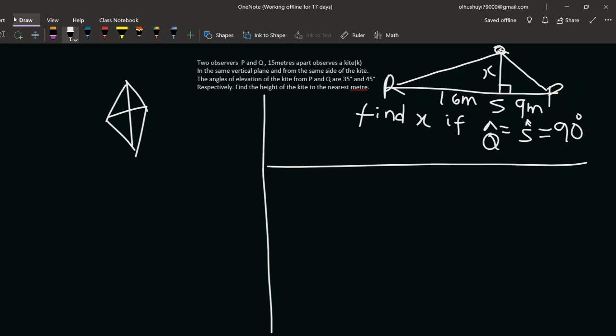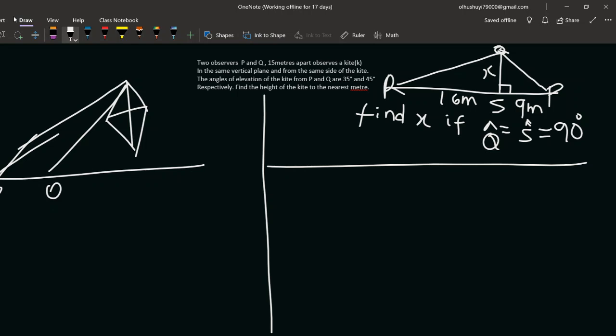Don't forget the meaning of angles of elevation. I don't know if I've made a video on that. So we are having something like this. This is P, this is Q. So this one is 35, and this is 45. You get this? So then we solve.